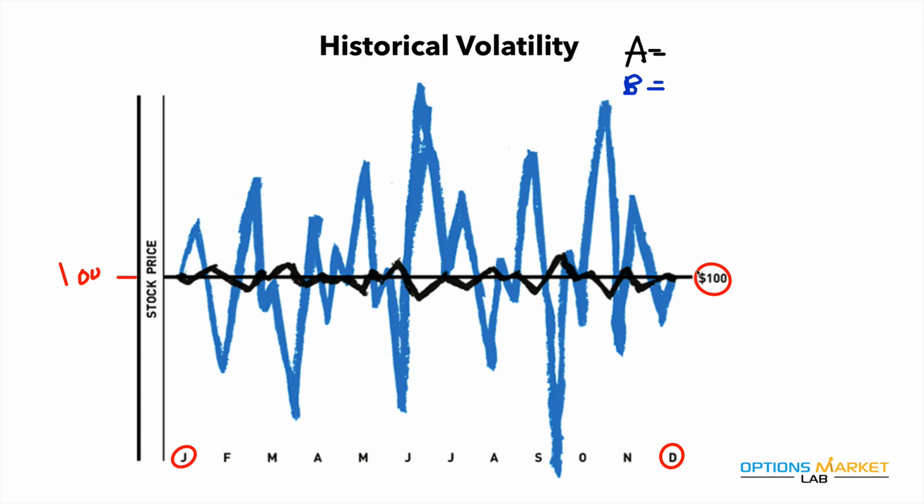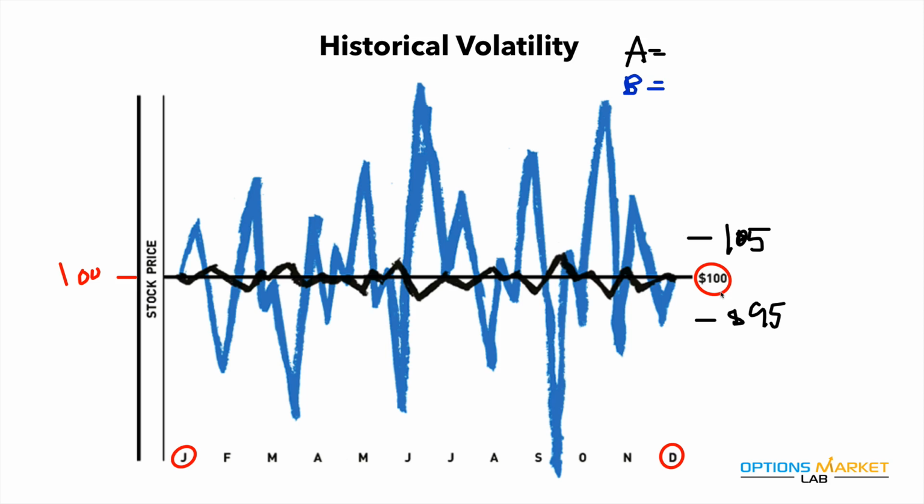Now, historical volatility gives us an idea of how much this stock has fluctuated in the past. Stock A might move up or down $5. So maybe it went up to 105 and down to $95 max.